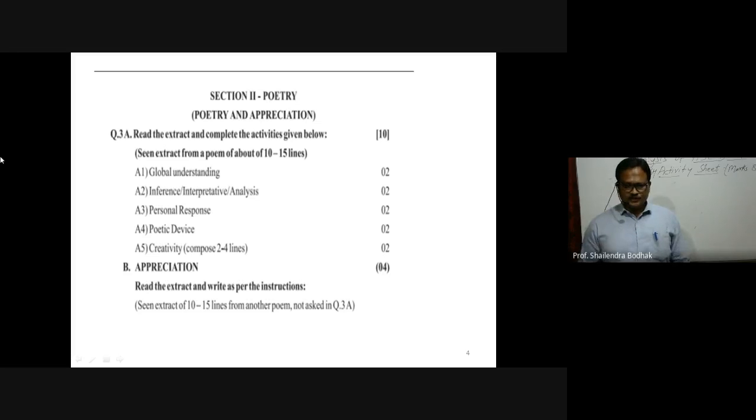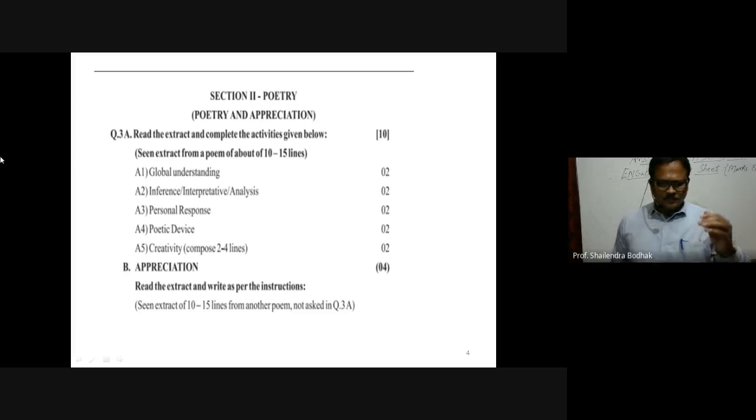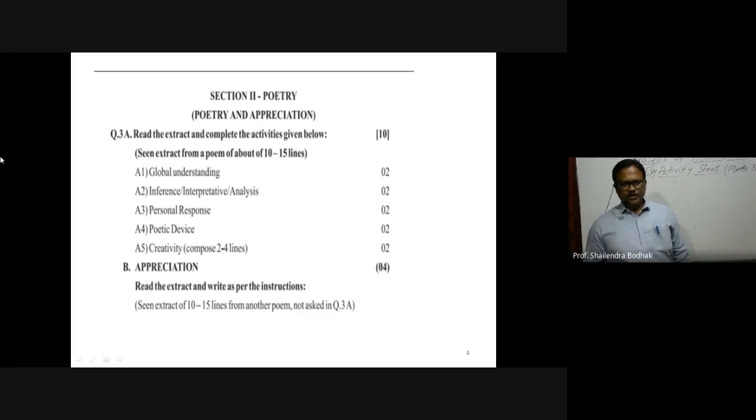Now, why evaluation? Why we evaluate poem? To know learners' ability. Now, why these questions are there in poetry? Global understanding, analysis, personal response, poetic devices, creativity, appreciation. Now, why these things are there? To know learner's ability means they want to know whether the student has understood the poem or not. Then to eradicate means to remove teacher's subjectivity.